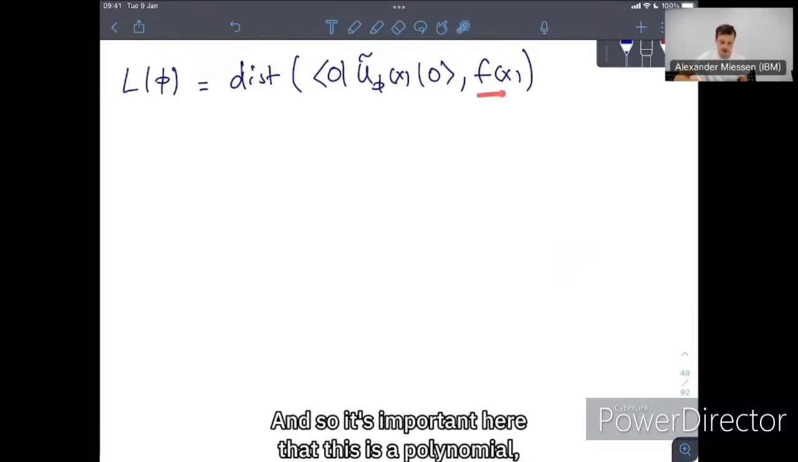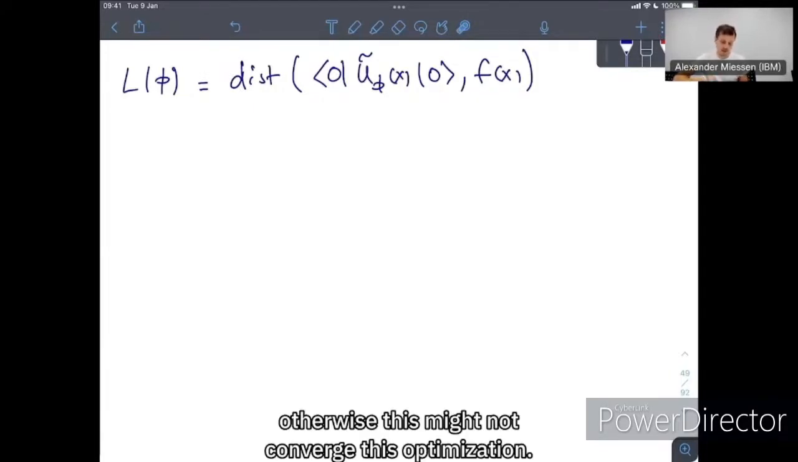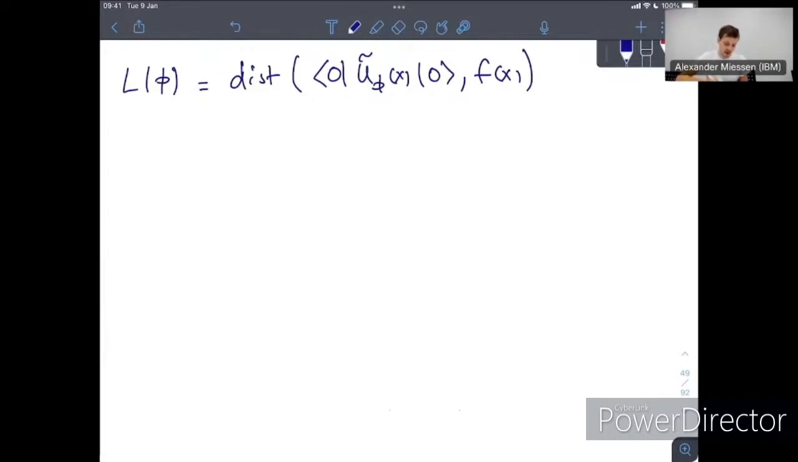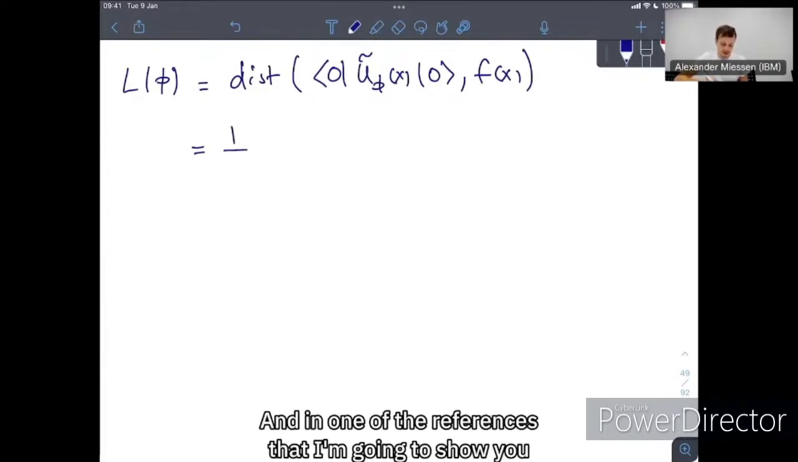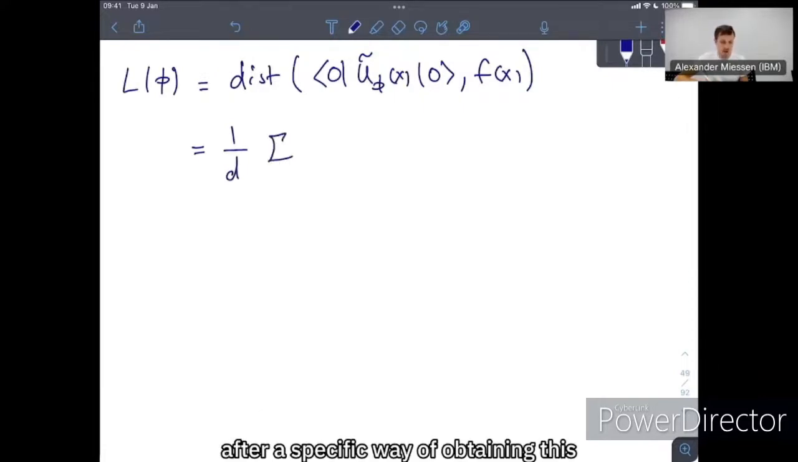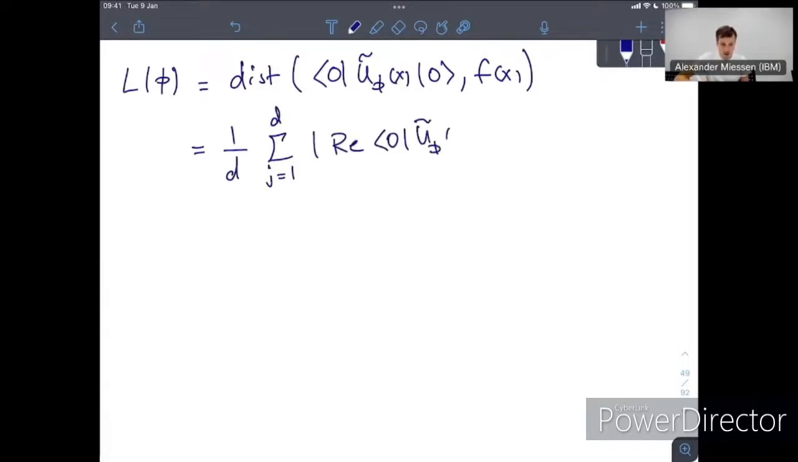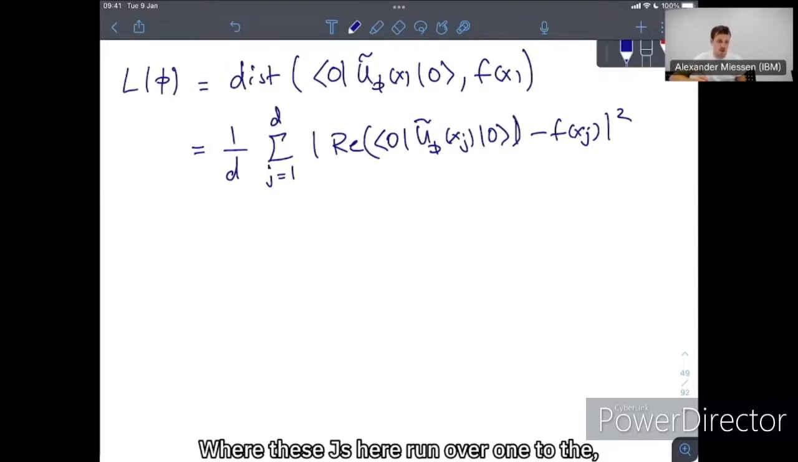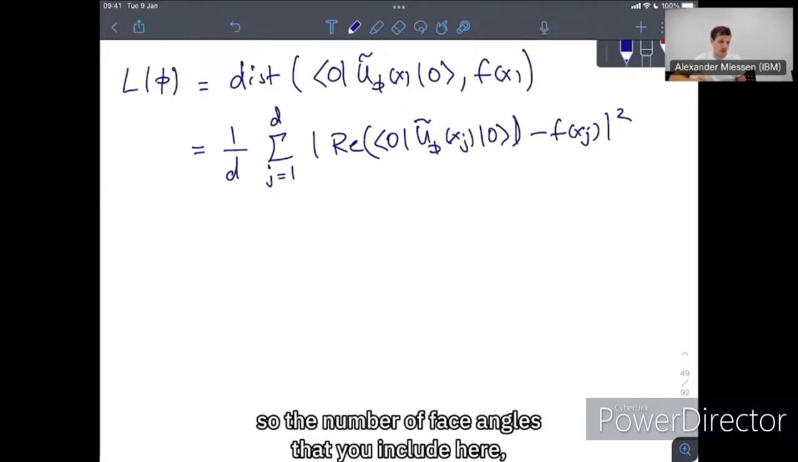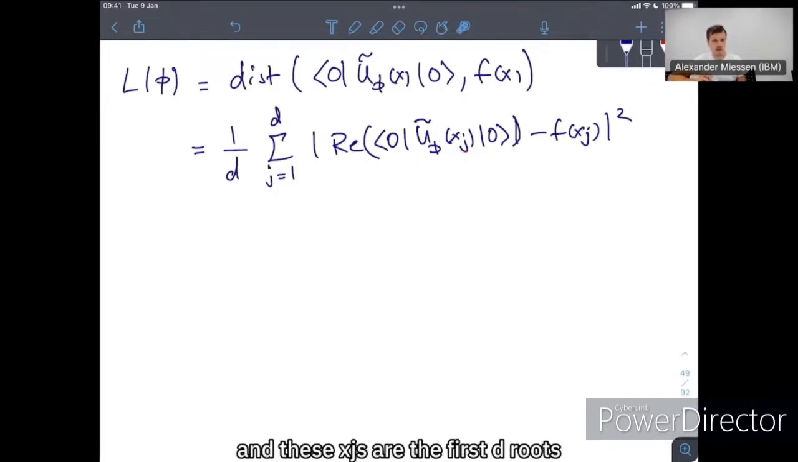It's important here that this is a polynomial. Otherwise, this optimization might not converge. And in one of the references that I'm going to show you after, a specific way of obtaining this is where these j's here run over 1 to the number of phase angles that you include here, and these xj's are the first d roots of Chebyshev polynomials.